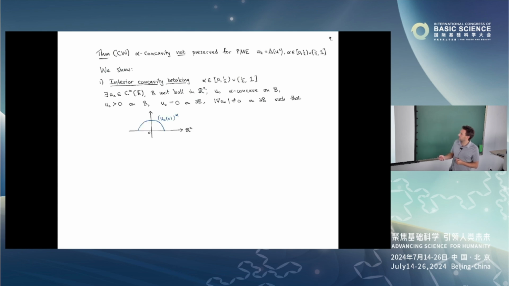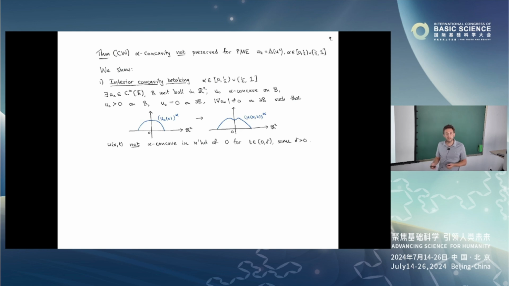And what we show is that initially your U naught to the alpha is concave, but then it loses concavity somewhere, in fact in the neighborhood of the origin. So you get this kind of behavior, so that U is not going to be alpha concave in the neighborhood of the origin for T between 0 and delta.